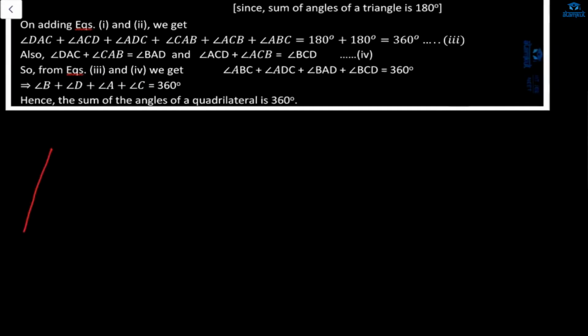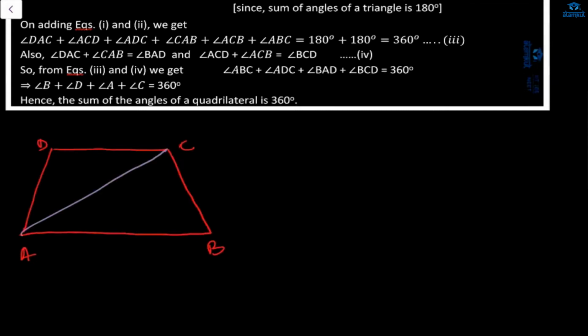Now this is your quadrilateral ABCD. Now we are going to join AC. Just a minute. After we join AC, you can see there are two triangles, one triangle this and one triangle this.